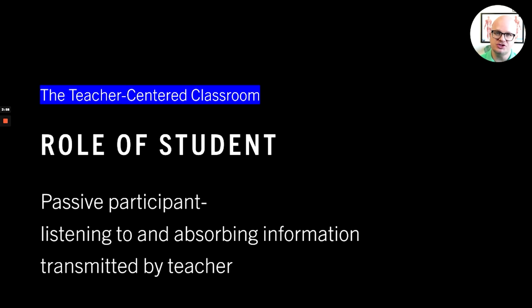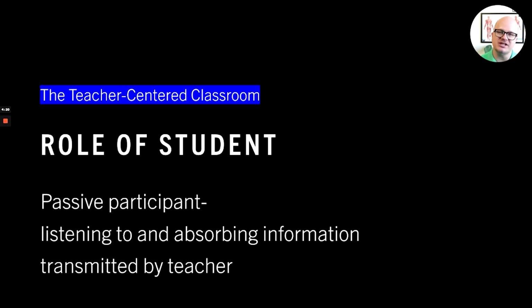Well, the student's job is generally to be a passive participant. They listen to the teacher talk. They absorb the information. Yeah, right. We talk about students being like a sponge, right? Absorbing all. Well, that's not happening, of course. And all of this information that they're supposed to absorb and listen to and get passively is transmitted by the teacher.